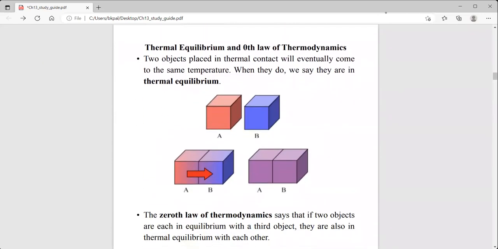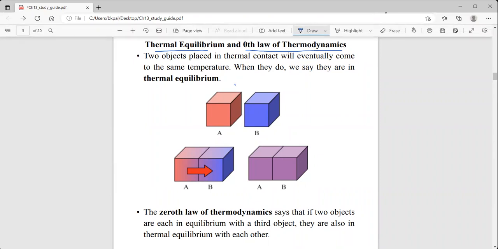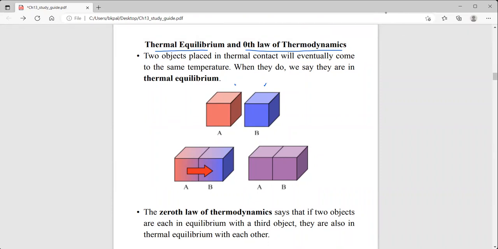The next thing you are going to learn is thermal equilibrium and the zeroth law of thermodynamics. To understand this, let's consider two objects, A and B, and let's say they are at two different temperatures. Here you see that we have A and we have B, and the color tells us that they are at two different temperatures.